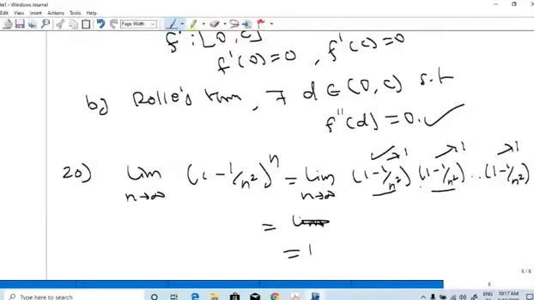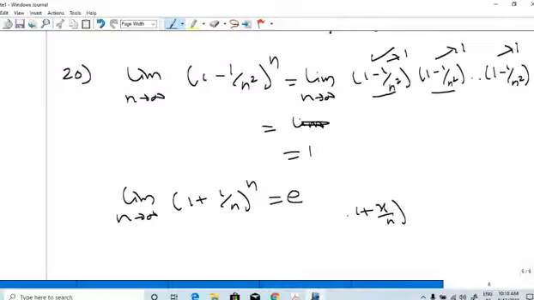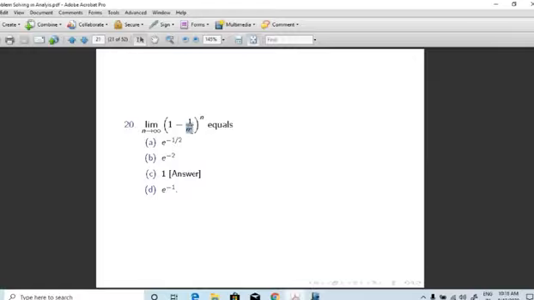But it's not e. So what is the limit that gives e? The limit as n goes to infinity of (1 plus 1 by n) power n is the value of e. In general, (1 plus x by n) power n converges to e power x. Here x equals 1, therefore you get e. But here it is 1 by n squared, so this converges to 1. It does not converge to e or something like that.